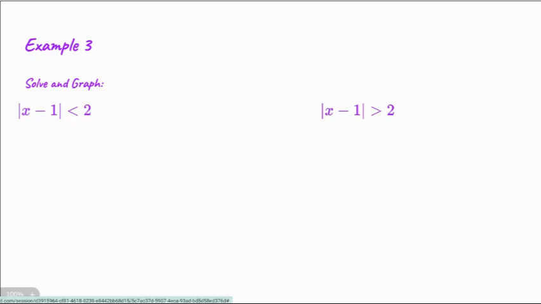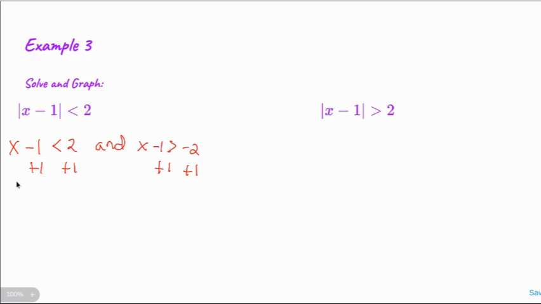All right, so let's do a little bit more. Let's solve and graph these. So absolute value of x minus 1, we're going to split those up. That's x minus 1 is less than 2, and x minus 1 is greater than negative 2. And no, I mean, we've been solving equations and inequalities for a while. Nothing changes. We're just learning how to deal with little nuances that new problems bring to us. So this is x is less than 3, and this is x is greater than negative 1.